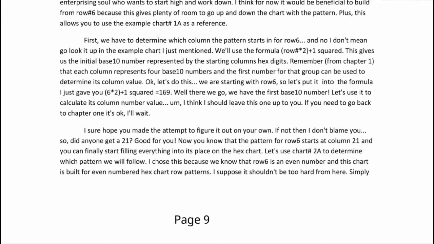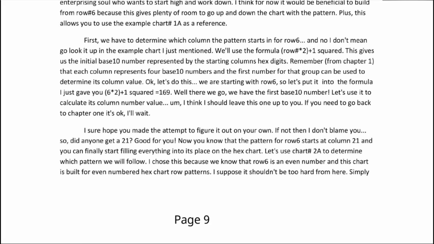I sure do hope you made the attempt to figure it out on your own. If not, then I don't blame you. So, did anyone get a 21? Good for you! Now you know that the pattern for row 6 starts at column 21, and you can finally start filling everything into its place on the hex chart.